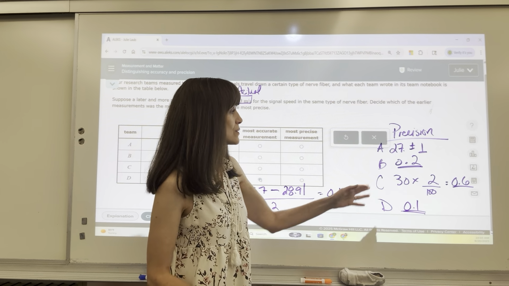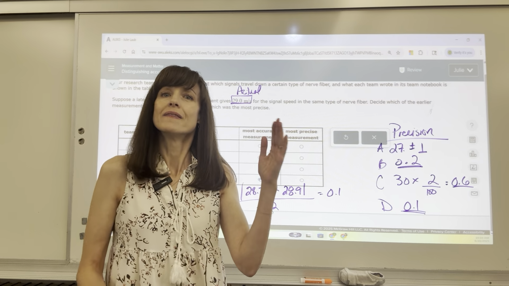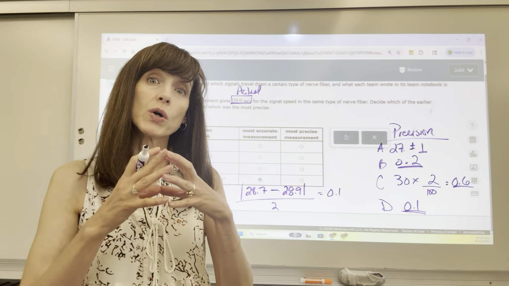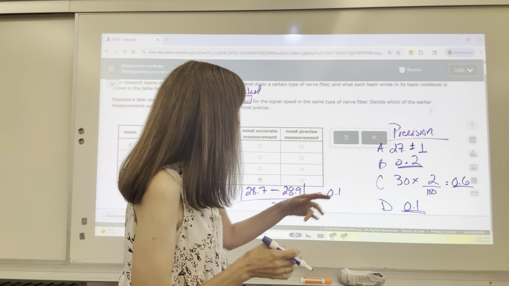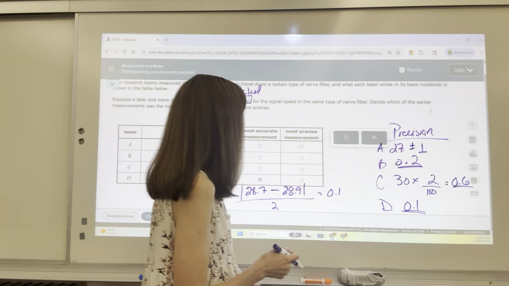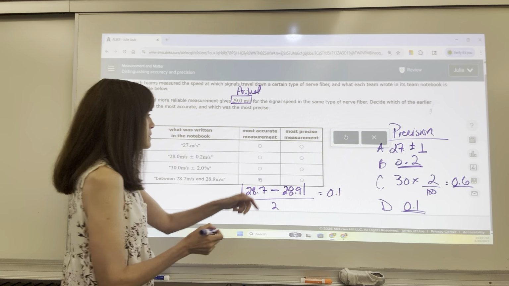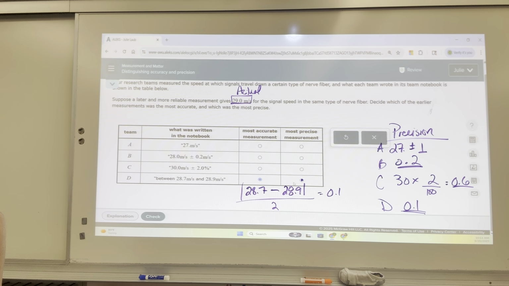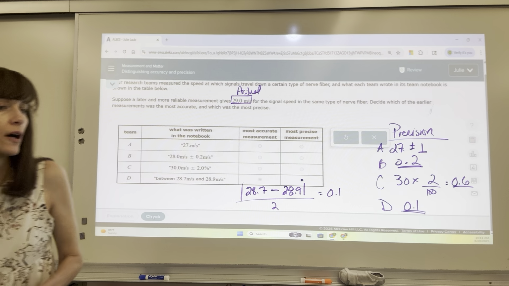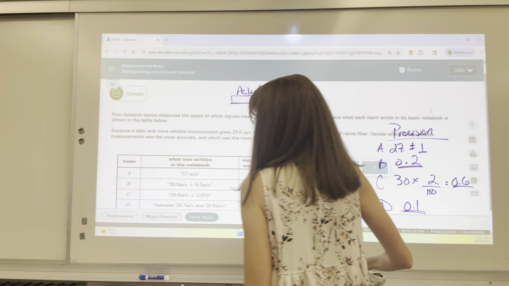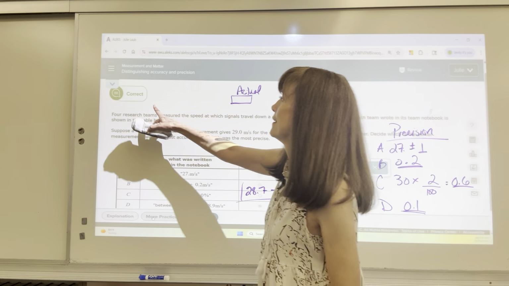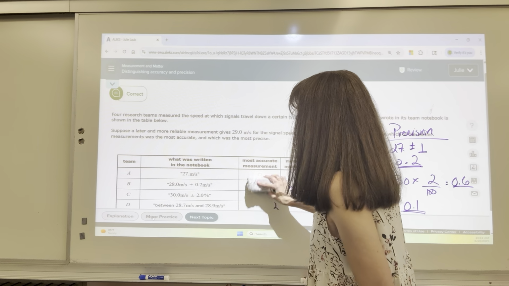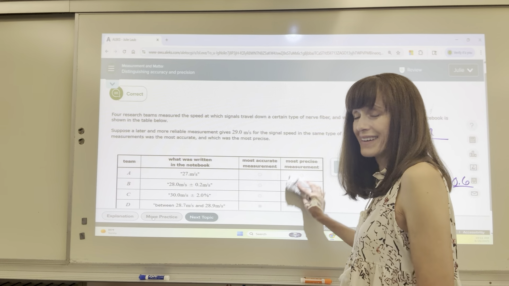Okay, now you just look at those 4 numbers. The smallest one is the most precise. That tells us that their data points were the closest together. So we've got 1, 0.2, 0.6, 0.1. That is going to be, oh, also D. Okay, this is also our most precise. And whew, so much work. There it is, correct. Wonderful. Good job on this.